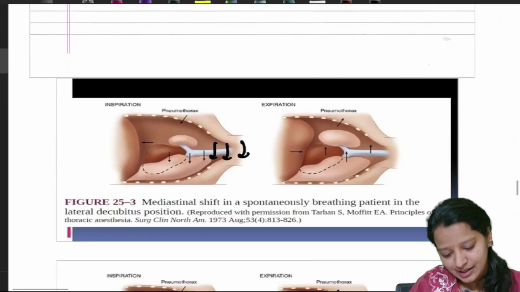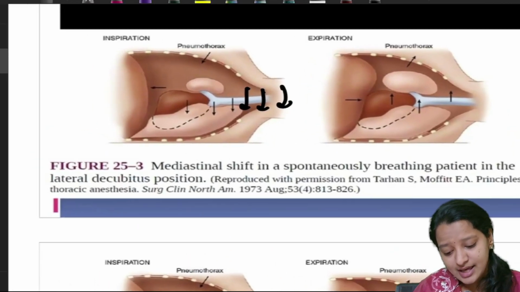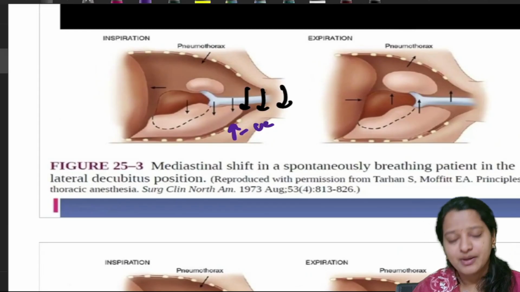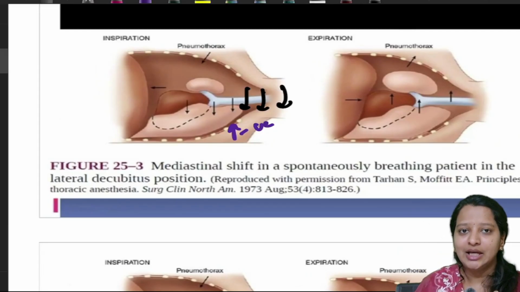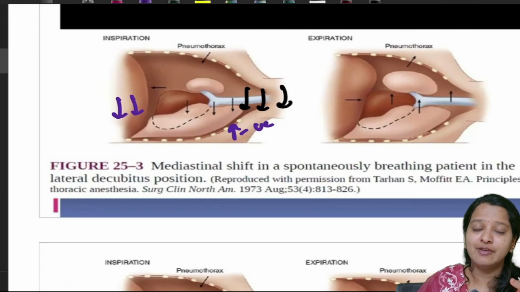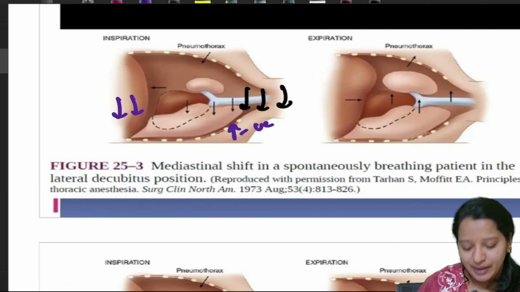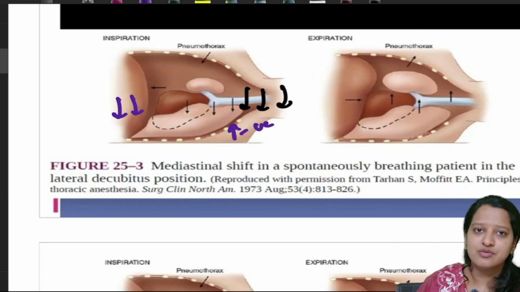Let us see it in diagrammatic form. The first thing is mediastinal shift. Here there is more negative intrapleural pressure, so it is dragging all the contents towards its side. During inspiration, the negative intrapleural pressure increases still more, and thus the mediastinum shifts downward, towards the dependent side. The exact opposite happens in expiration.